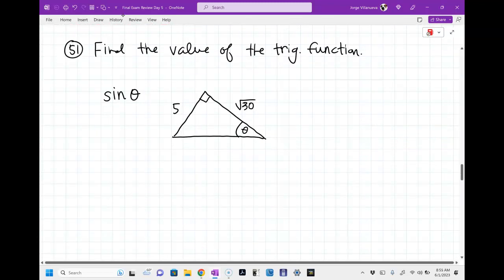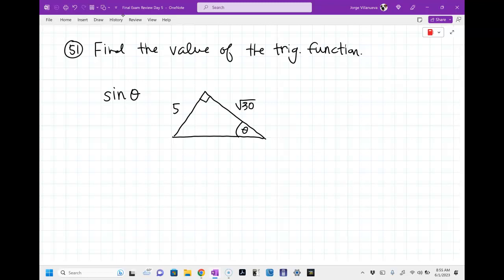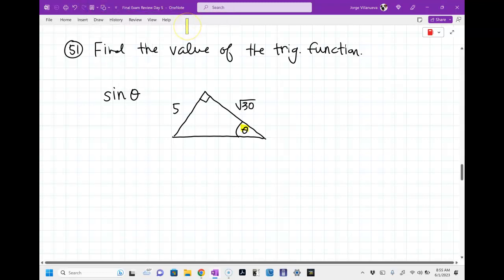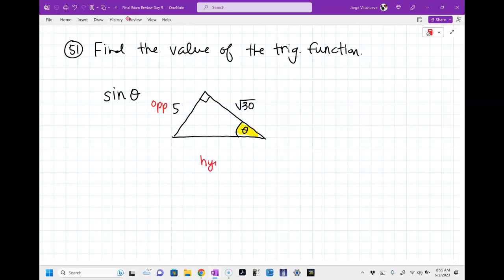So they want sine of theta. Okay, now sine of theta is opposite over hypotenuse. Let me label my angles, okay? So here's my angle, not my angle, sorry, my sides. There's my angle. So opposite that angle would be a 5. The hypotenuse side is not labeled. That's hypotenuse right there. Okay, so that leaves the radical 30 as my adjacent side.